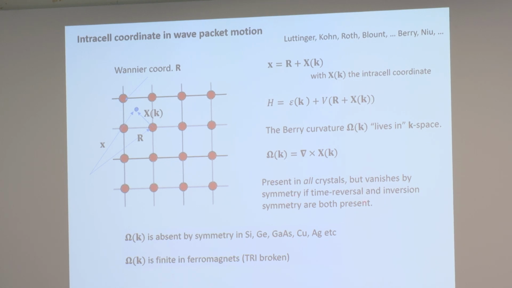And as mentioned and already explained by David, it's present in all crystals but vanishes by symmetry. And so it had no consequence for all the technologically important materials, elements, and compounds. But as soon as you break time reversal, it becomes a huge force. And I'll show you an experiment where the Berry curvature expressed as an effective magnetic field is about 100 Tesla. So imagine applying 100 Tesla to your crystal in the 50s and 60s, when you didn't have these pulsed magnetic fields.